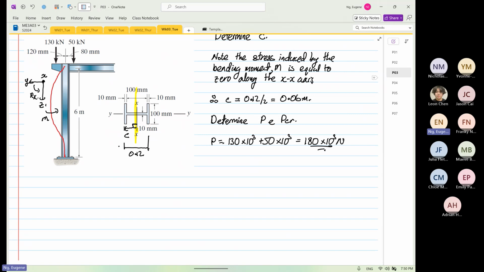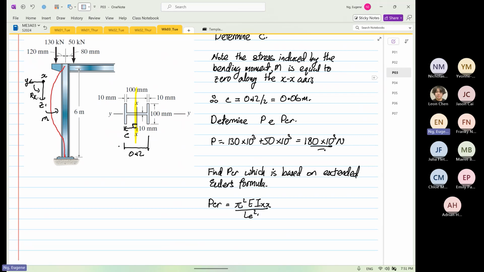Okay. Then we are going to determine PCR. So the next thing we have to find is PCR, which is based on the extended Euler's formula, right? So the formula we're going to use is PCR is equal to pi squared E Ixx over LE squared. So by now, all of you should be very familiar with this formula already.